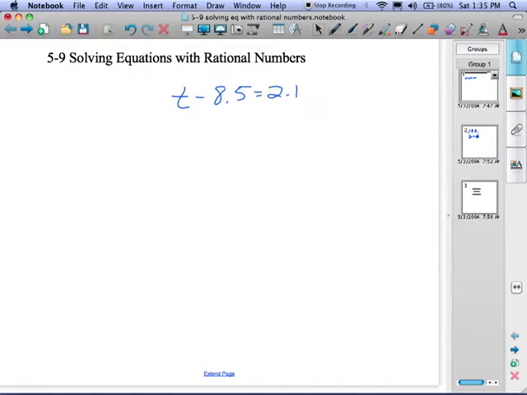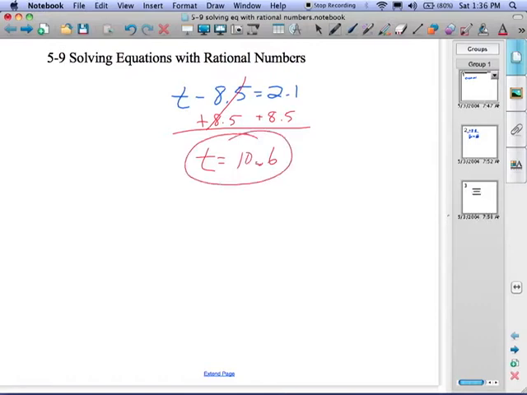So, t minus 8.5 equals 2.1. What kind of equation is this? It's a subtraction equation. How do we solve subtraction equations? By addition. In this particular equation, what are we going to add? We're going to add 8.5 to both sides. Because you're such advanced math students, what happens to the 8.5s on the left-hand side? They cancel each other out. And we add on the right-hand side, that's going to be 10.6. And t is equal to 10.6. And there you go. You've solved equations.